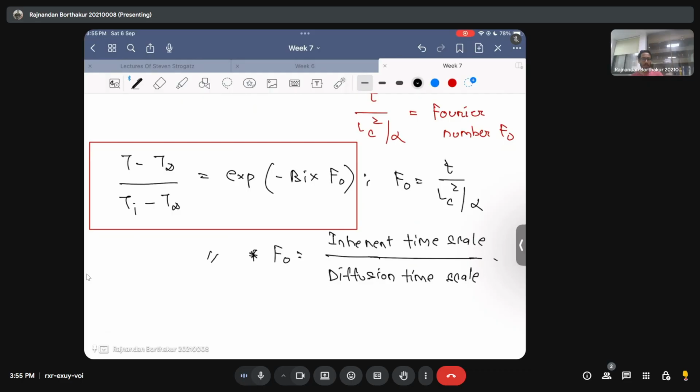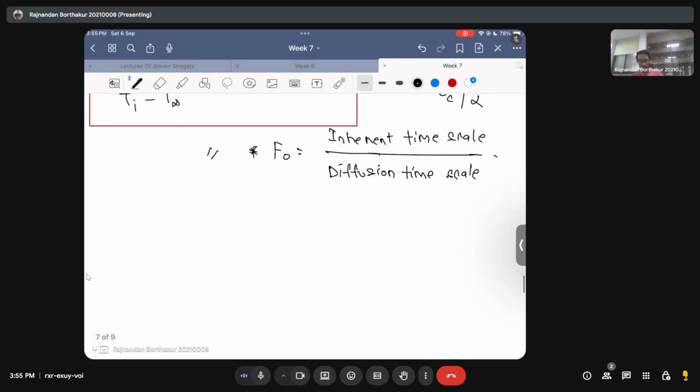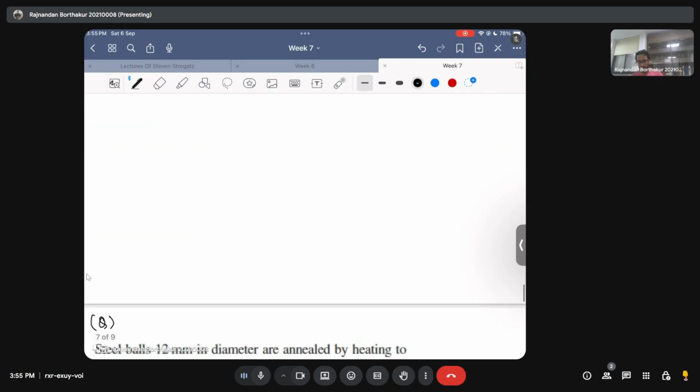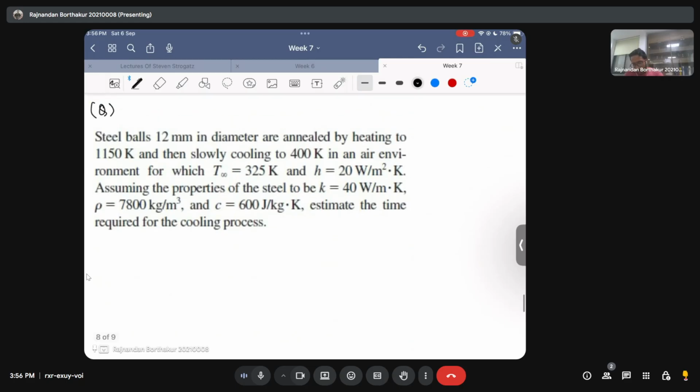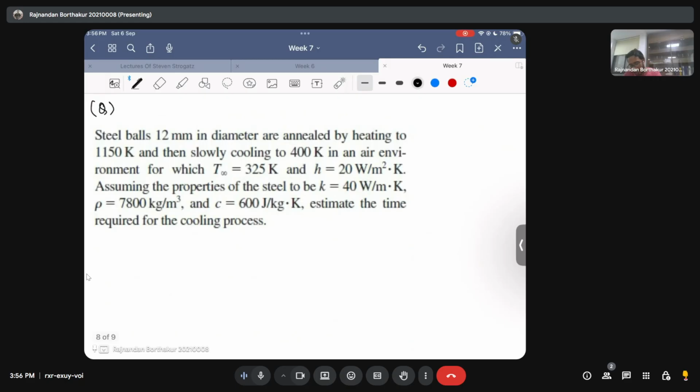If not, please let me know using the discussion forum of the group, and I'll be happy to address the queries. But now let's look into a problem involving this lumped capacitance model and let's try to solve this.